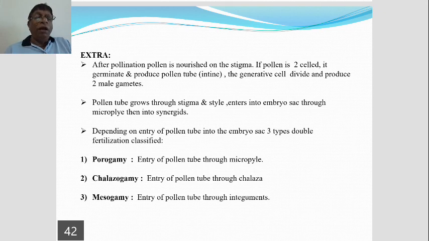Now, meanwhile, the generative cell divides, or the nucleus of the generative cell divides mitotically and produces two male gametes, or the sperms, which are non-motile. Okay. Now the pollen tube goes through the stigma and style, enters into the embryo sac through the micropyle, then through the synergids. Okay.